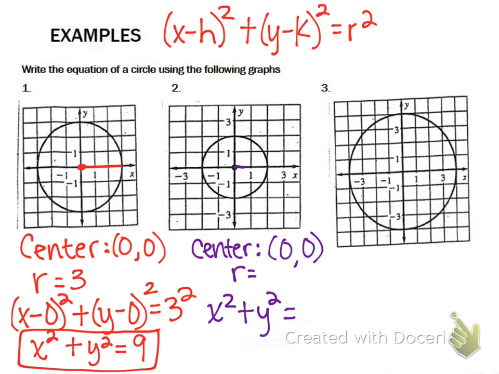2. Good. Again, I like to go straight out to the side to count my radius, but you could go up, down, or to the left. My radius is 2, so I need to take 2 and square it. When I square 2, I get 4. So my answer is x squared plus y squared equals 4. That's the equation of the circle.